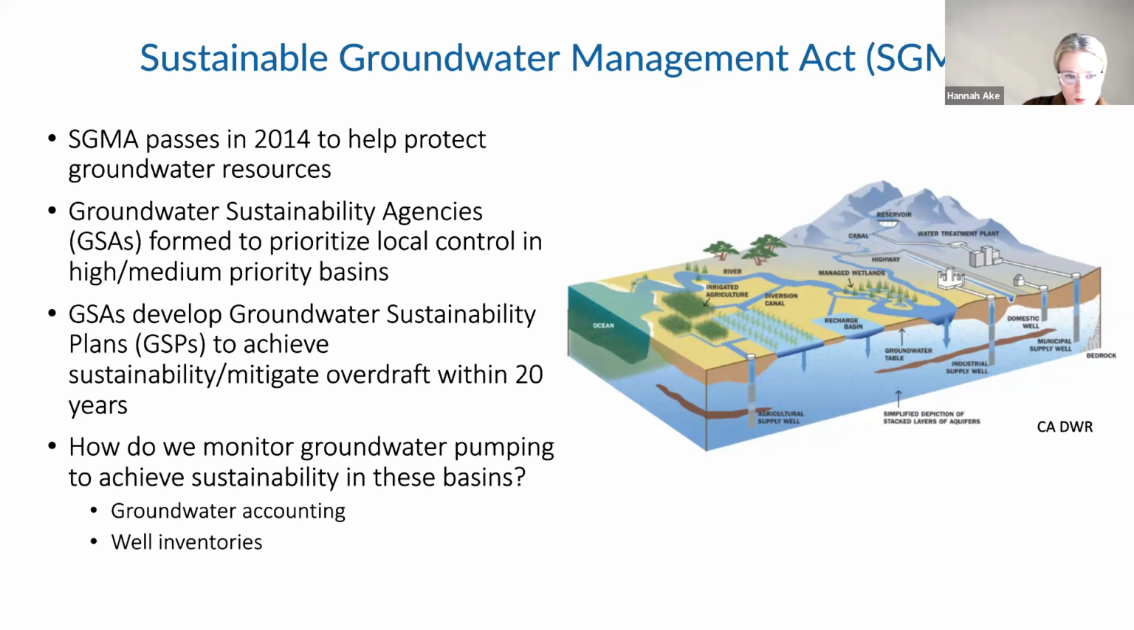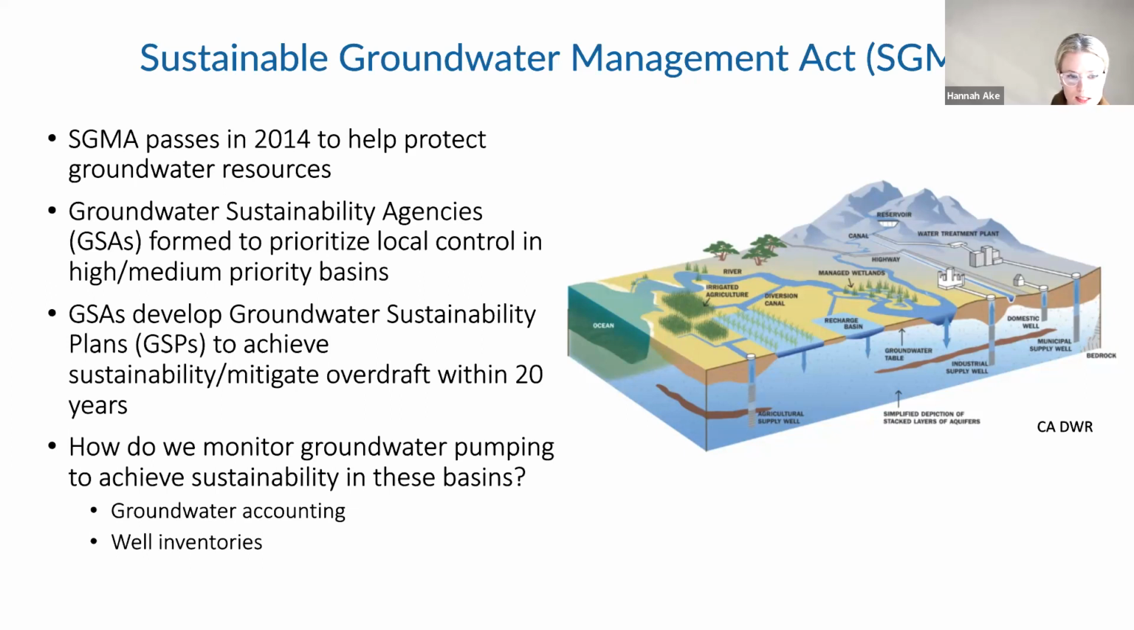SGMA is pretty unique in the sense that it prioritizes local control of groundwater resources and empowers water agencies, irrigation districts, cities, and counties to come together and form what are called groundwater sustainability agencies, or GSAs. The goal is that they'll be uniquely positioned to work more closely with community-based NGOs, farmers, and landowners in their area to achieve groundwater basin sustainability within a 20-year time frame.